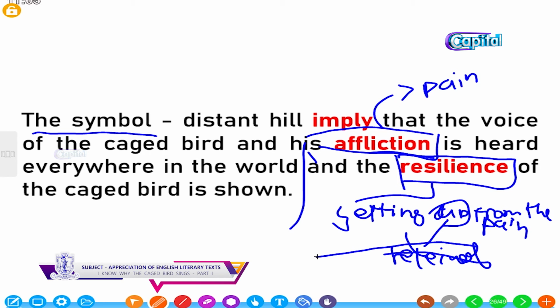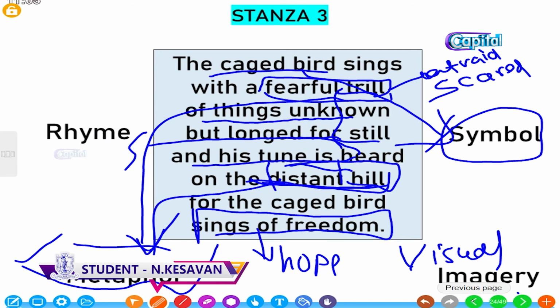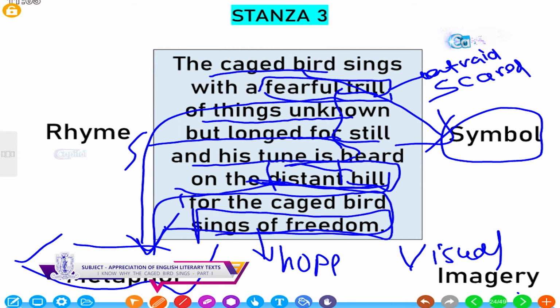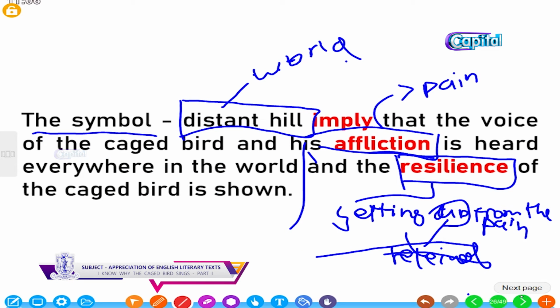The symbol implies that the voice of the caged bird and his affliction is heard everywhere, because the distant hills refer to the whole world. So that is the first one. The second one is the symbol again as a metaphor. The resilience of the caged bird is shown, because in the last line you can see, for the caged bird sings of freedom. That's the line we are referring to here. So you can finish the symbol part in this poem.